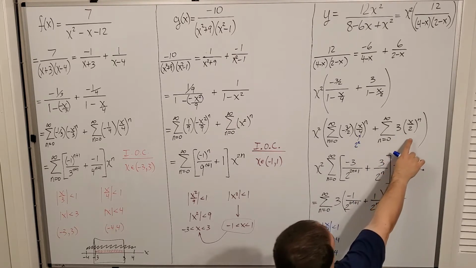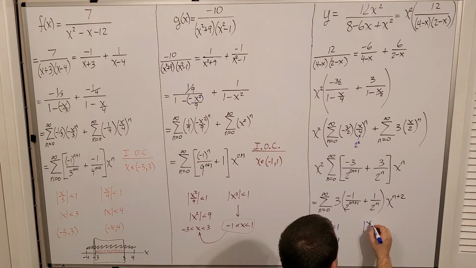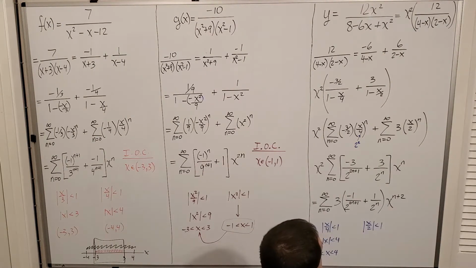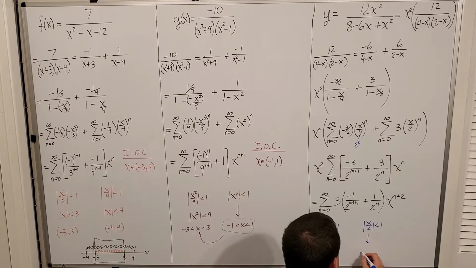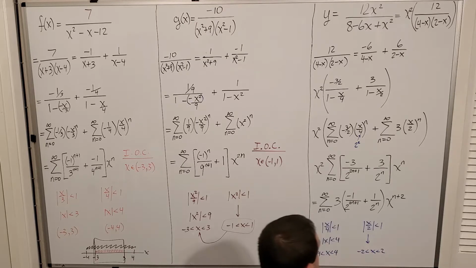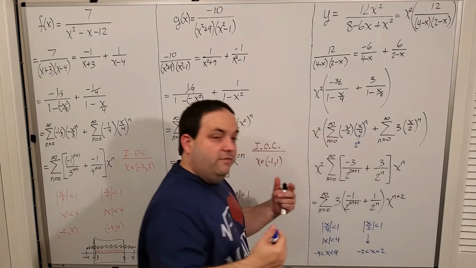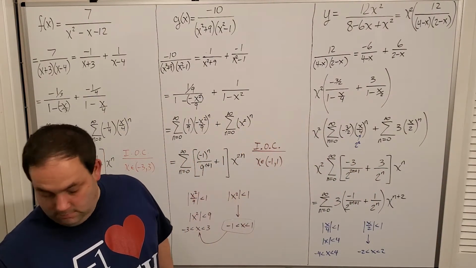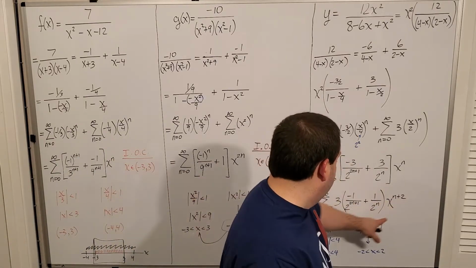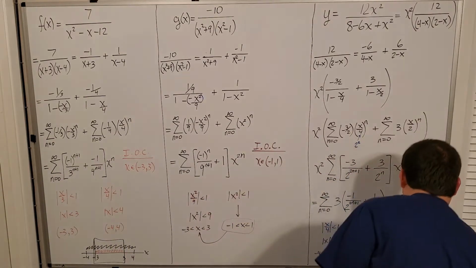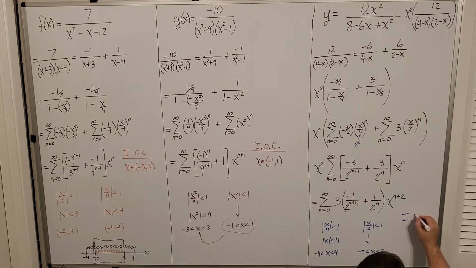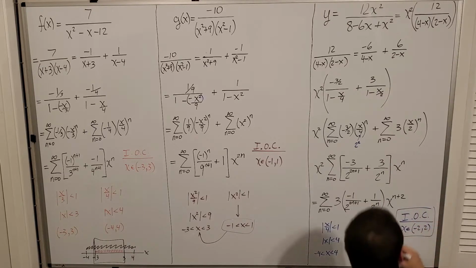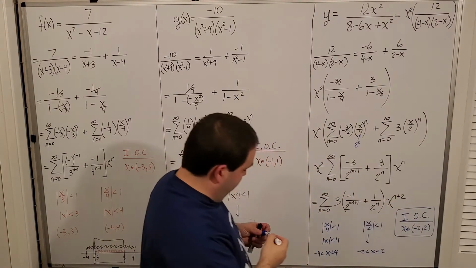And for this guy right here, x over 2 has to be less than 1. So of course that's going to lead me to x being between 2 and negative 2. And I need to pick the interval of convergence that they have in common, right? So here's my power series, and I've got an interval of convergence of x being an element of negative 2 to 2. Okay, with that as my power series.